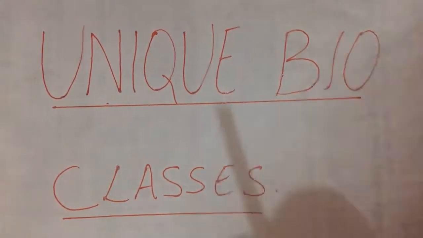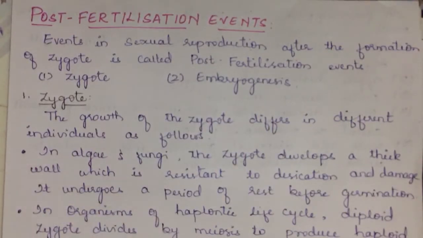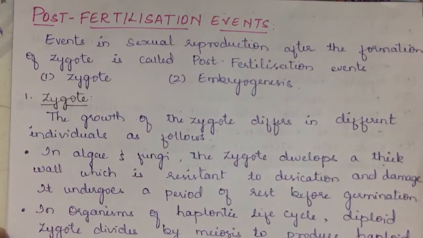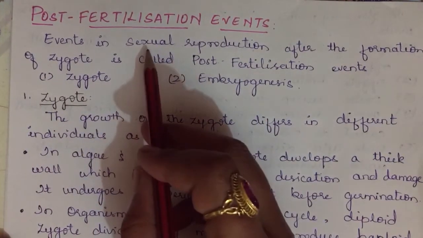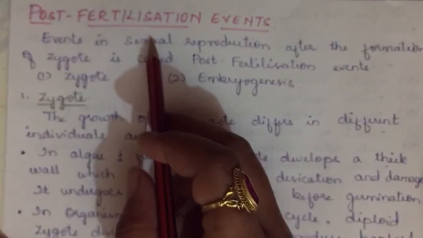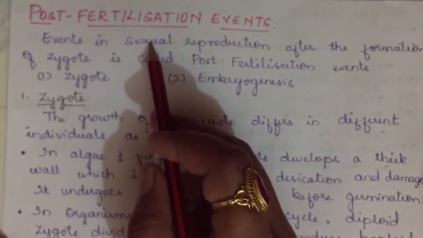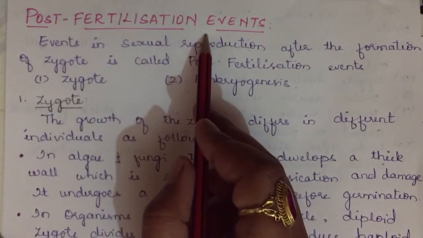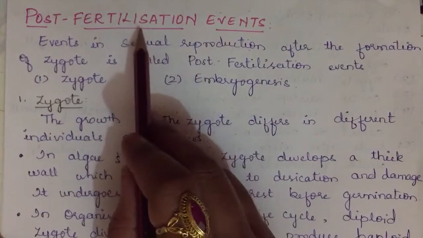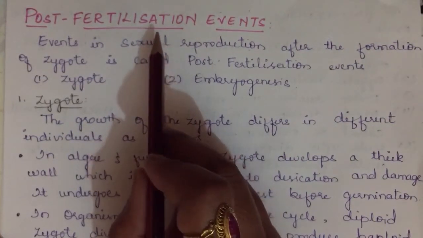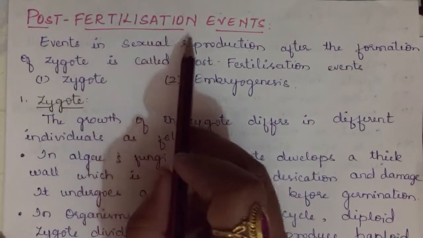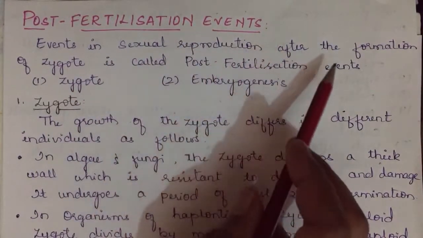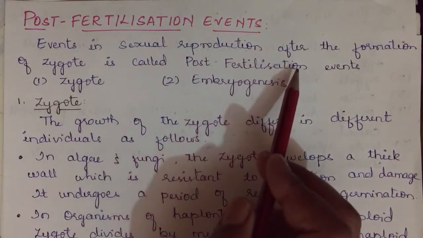Okay, we shall continue the class. In the previous video, we discussed the fertilization event. We are discussing sexual reproduction, the events in sexual reproduction. First we started with pre-fertilization, second was fertilization, third is post-fertilization. Post-fertilization events are the events which take place after fertilization. Events in sexual reproduction after the formation of the zygote are called post-fertilization events.